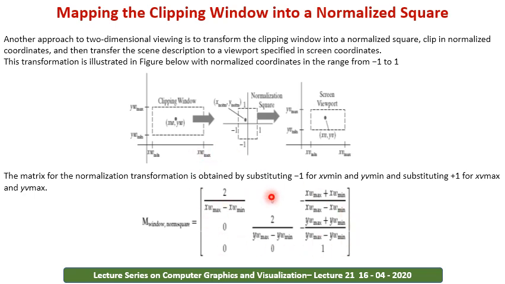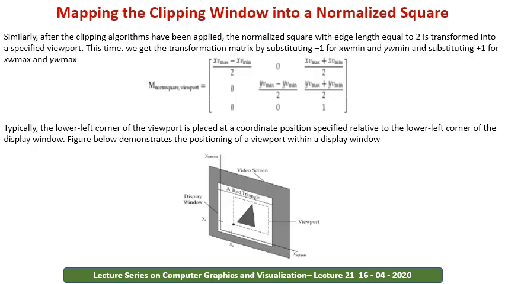This is only within the range from -1 to 1. So this is another way to consider the normalized square. Either the normalization square will be considered from 0 to 1 or else from -1 to 1. Both ways can be used to consider the normalized square which is mapped from the clipping window.